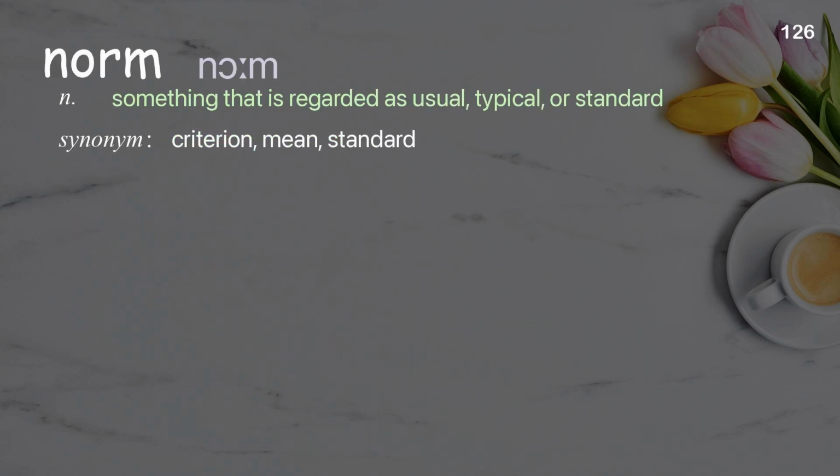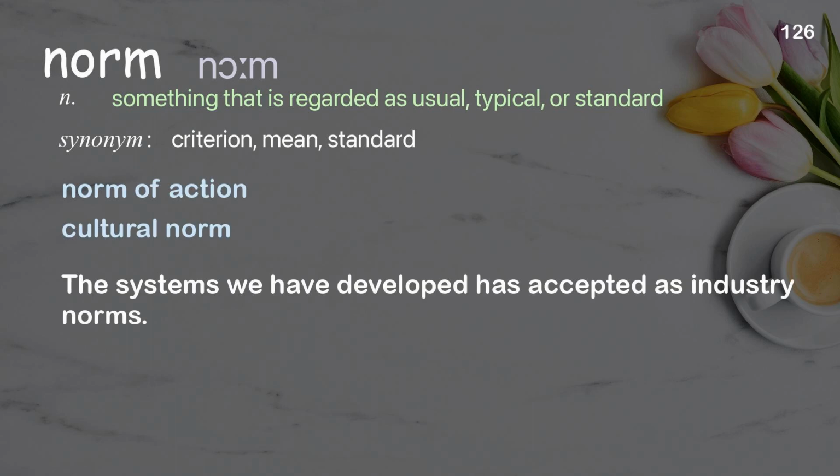Norm. Something that is regarded as usual, typical, or standard. Examples: Norm of action. Cultural norm. The systems we have developed have been accepted as industry norms.